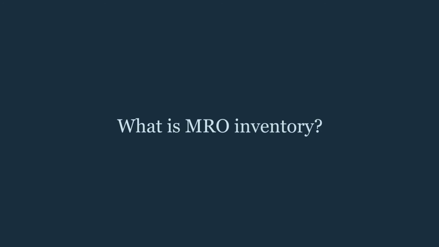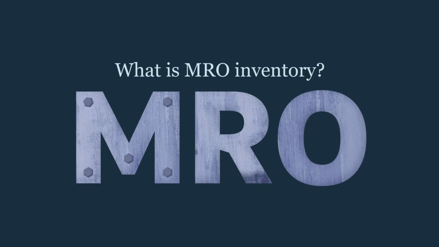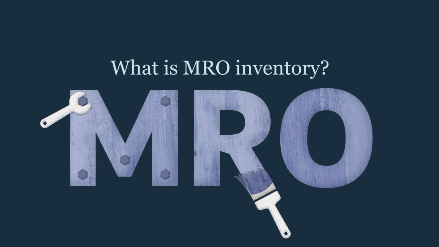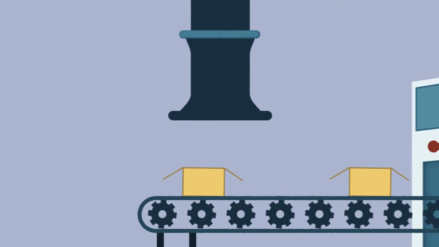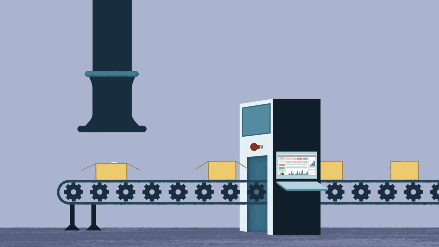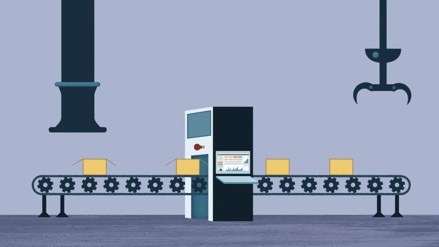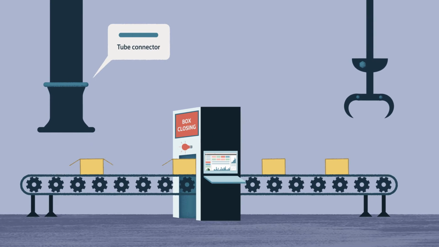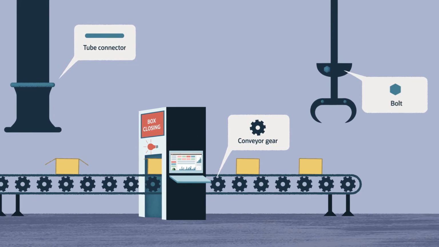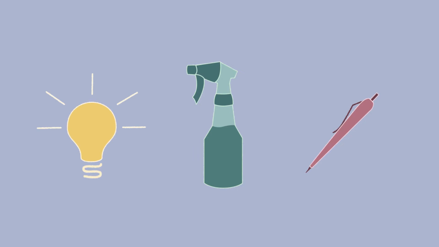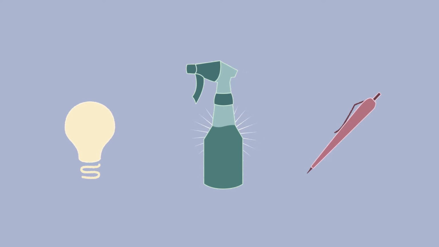What is MRO inventory? MRO is short for maintenance, repair, and operations. MRO inventory consists of items businesses keep on hand to ensure its facilities and production processes run smoothly, including spare parts needed for routine maintenance and repair of production machinery, as well as everyday items the business uses, such as light bulbs, cleaning supplies, and office materials.